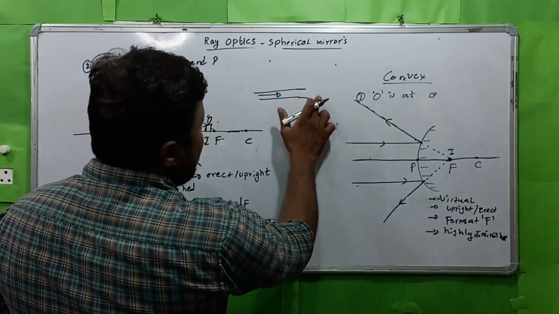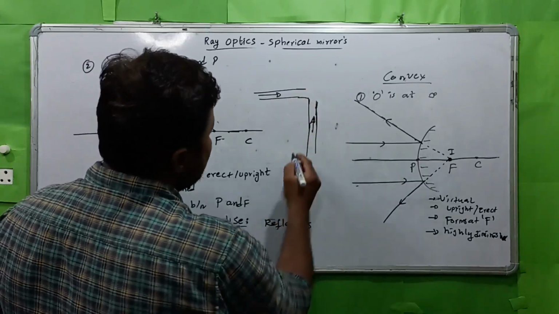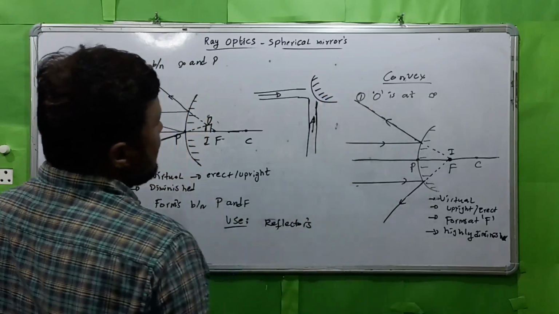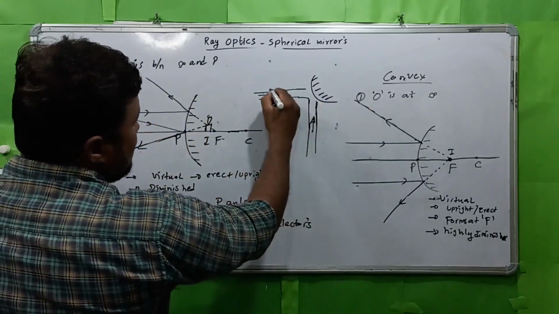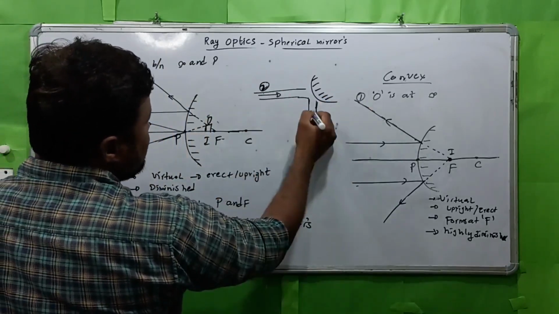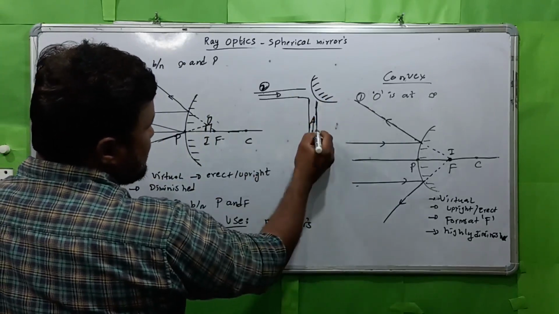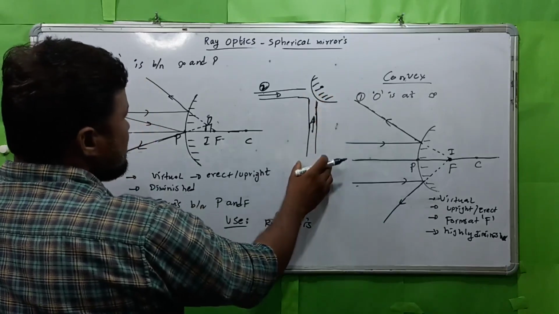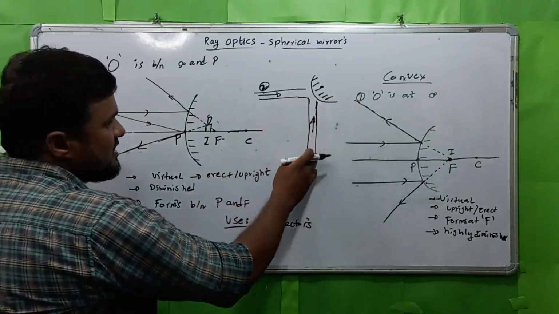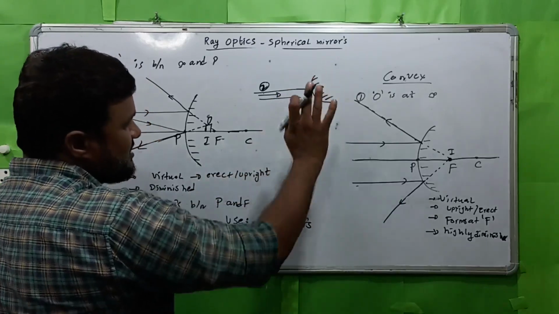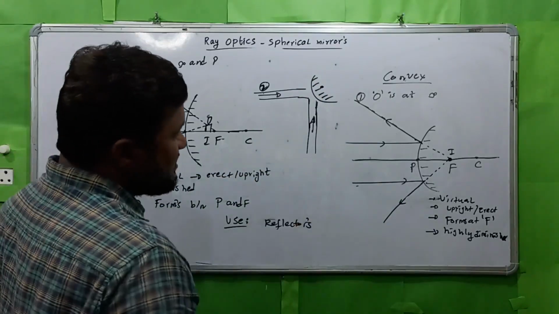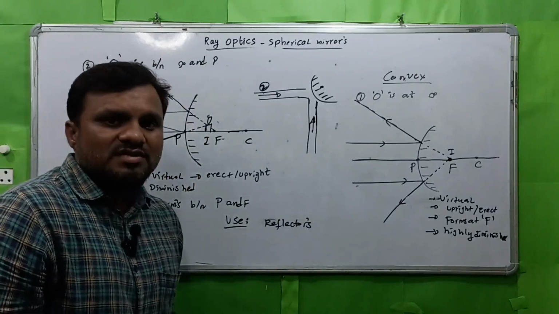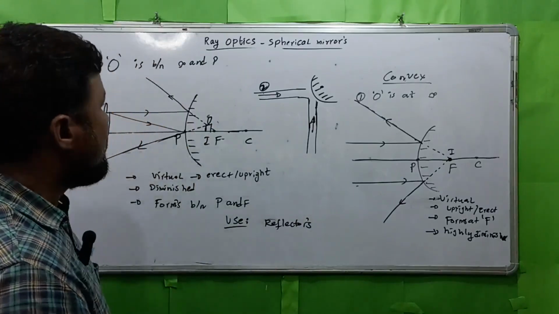So to avoid this kind of incident, a convex mirror is fixed, so that this driver can observe the vehicles in the mirror. So convex mirrors are used at commercial places and sharp turnings, and convex mirrors are used as rear view mirrors for vehicles. These are the uses of convex mirrors.